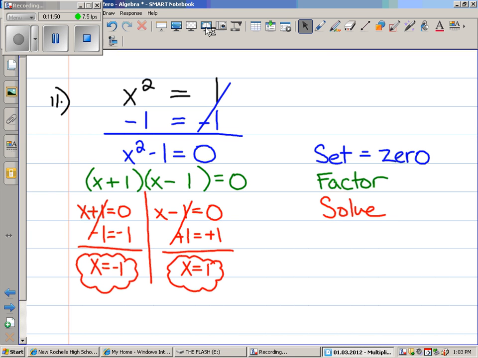In my other class, they said, well, how am I going to remember how to do that? I said, what does this sound like? SFS. How would you say that?